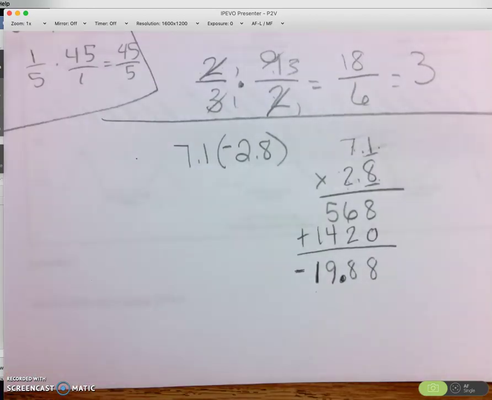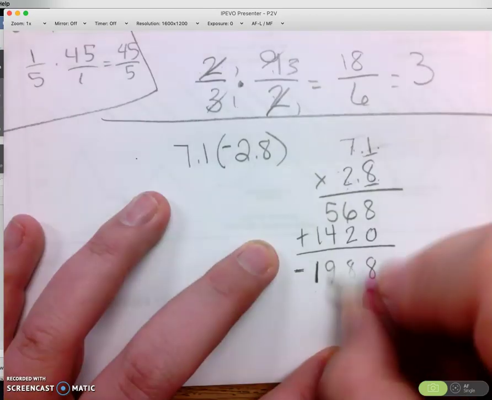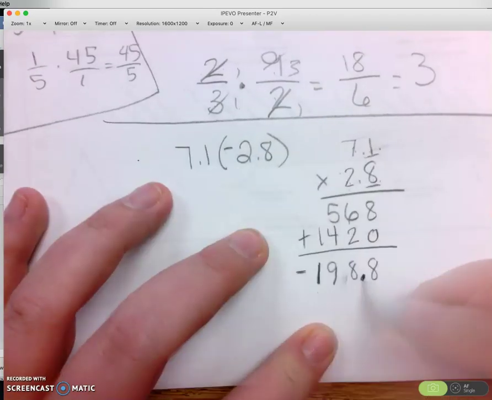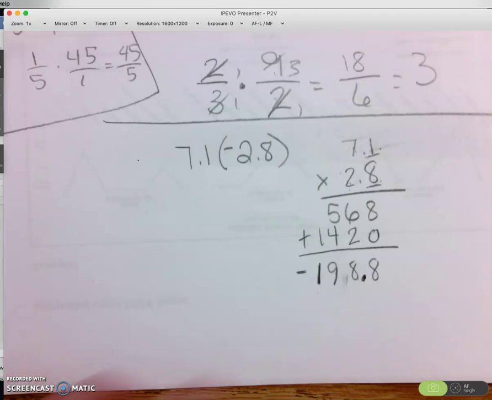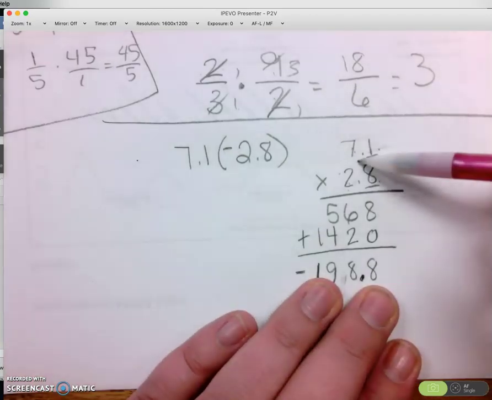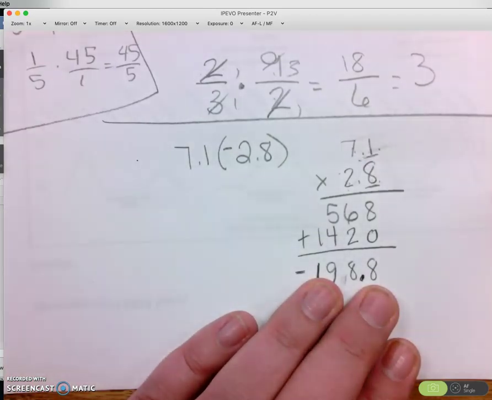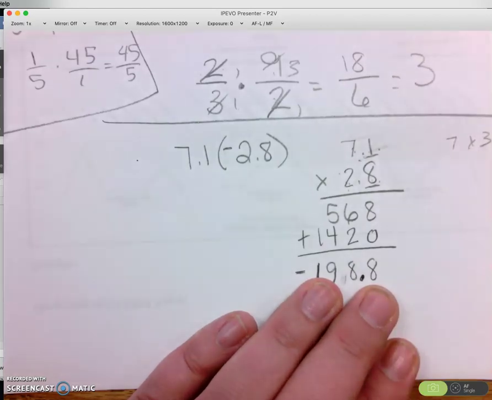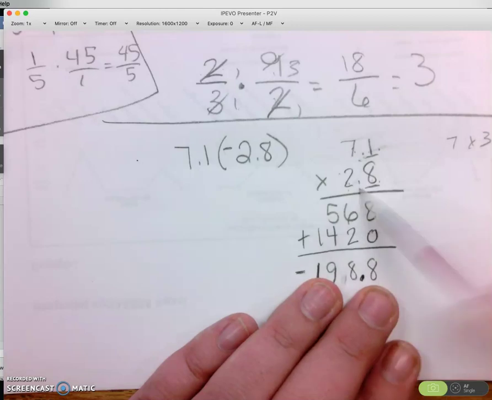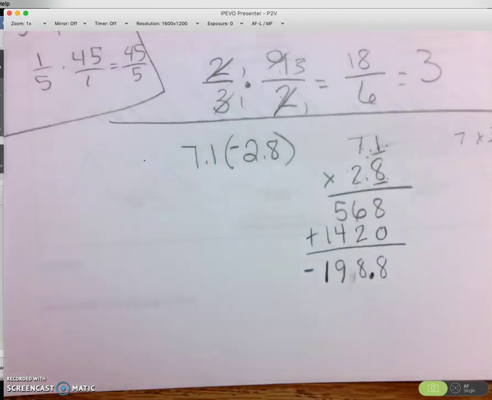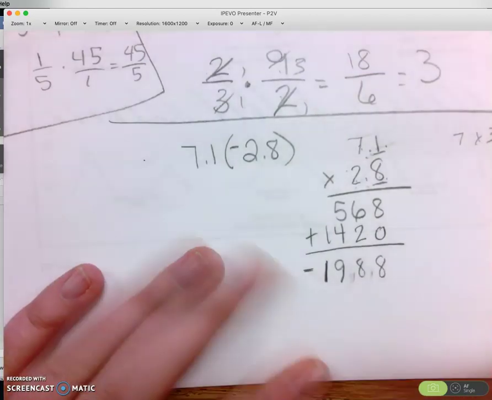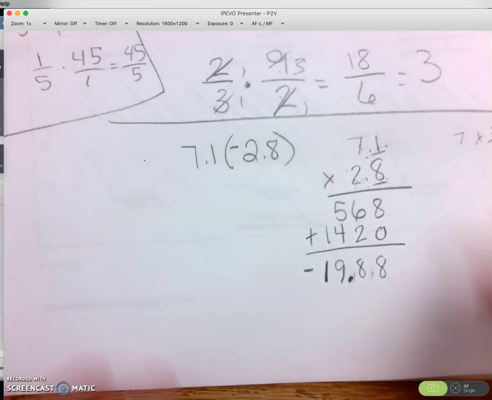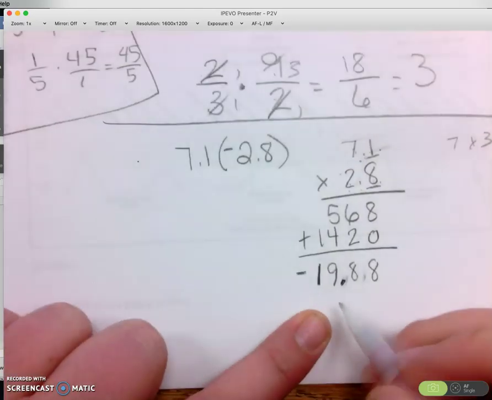Think of it logically. So if you accidentally put your decimal right here, I have 198.8. Think of this, roughly 7, because 7.1 is about 7, times 3. Do you see how I just kind of rounded them and just thought of it logically? 7 times 3 is 21. How did I get 198? Oh, I did my decimal wrong. My decimal has to go to here. Now my number is 19.88. Logic.